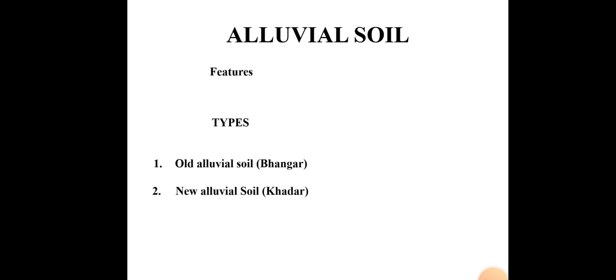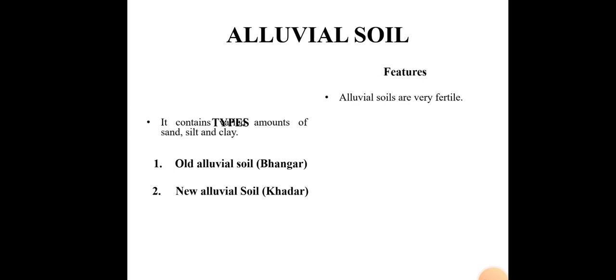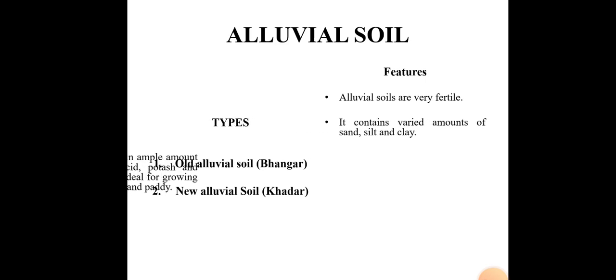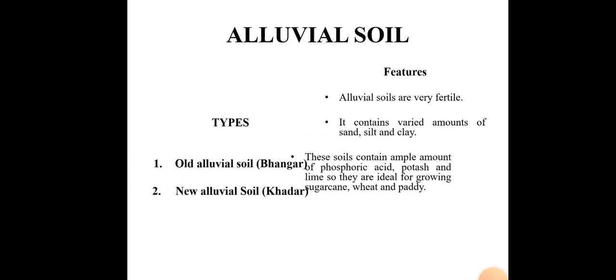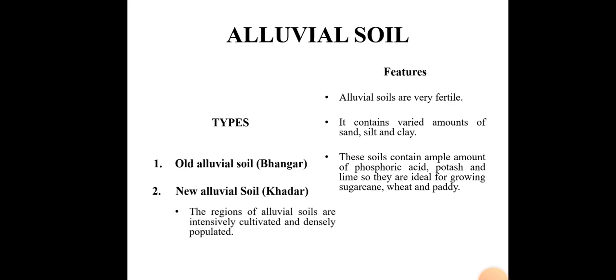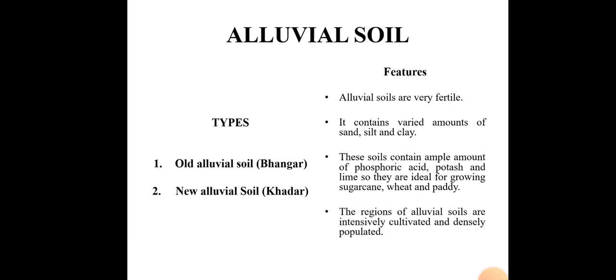First is alluvial soil. The soil formed by sedimentation and deposition of soil is alluvial soil. There are 2 types of alluvial soil: old alluvial soil, also known as bhangar, and new alluvial soil, which is also called khadar.